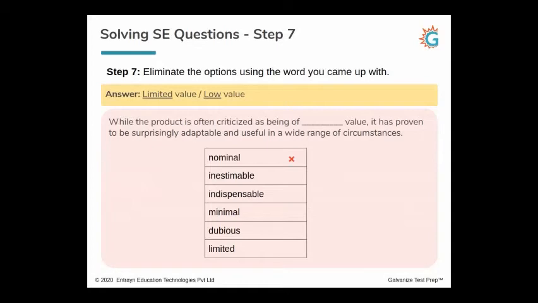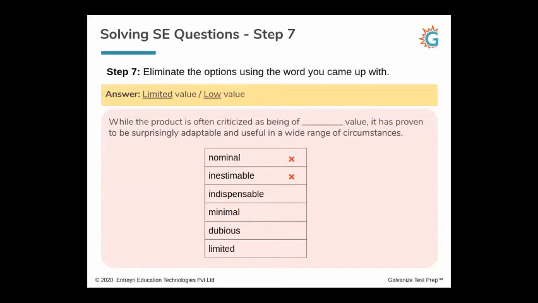So it is a positive word. Inestimable is positively used whenever you're using it for value. Its value cannot be estimated, it is that high. So inestimable is a positive word and does not mean limited or low, so that is also an incorrect option.